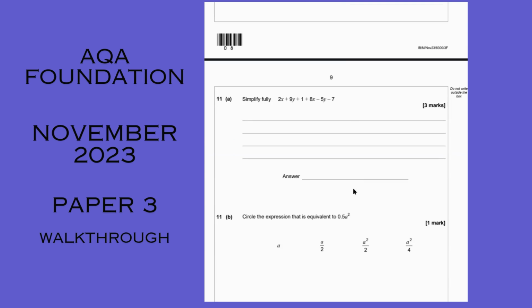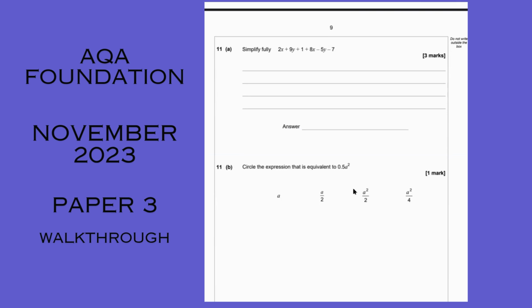Bit of simplifying and bit of algebra for number 11. So I always go for x's first. 2x plus 8x gives you 10x. Positive 9y, take away 5y. You're still in credit, 4 of them. And you've got positive 1, take away 7, you go into debt, down to -6.